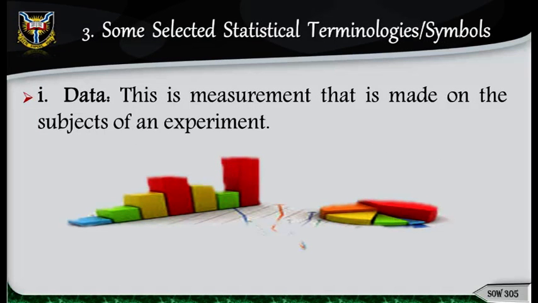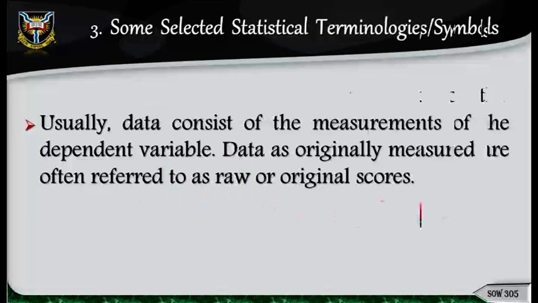I. Data. This is the measurement that is made on the subject of an experiment. Usually, data consists of the measurement of the dependent variable. Data as originally measured are often referred to as raw or original scores.